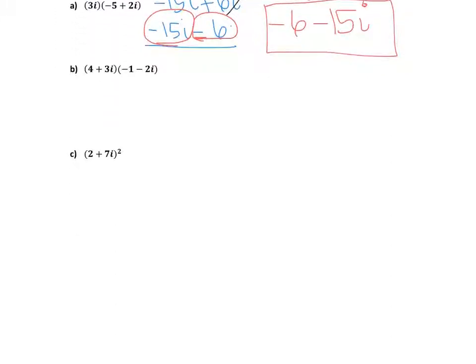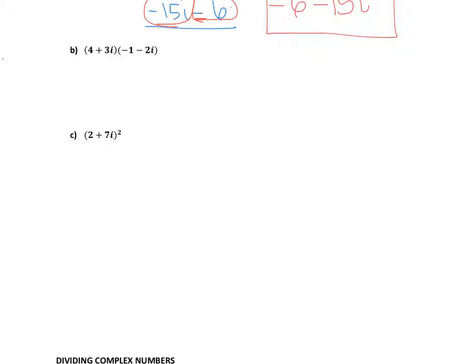Now, on part B, notice we have 2 terms by 2 terms. That's a FOIL problem. And we're going to FOIL it together just like we do any other multiplication problem. You could also just call that, instead of FOIL, distributing. So you're just going to make sure you distribute everything in the first parenthesis to everything in the second parenthesis. So this gives me -4. This gives me -8i.